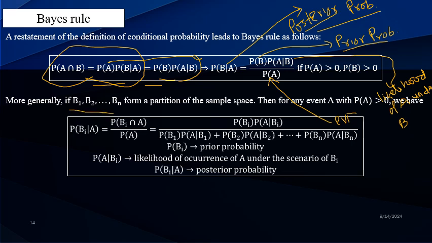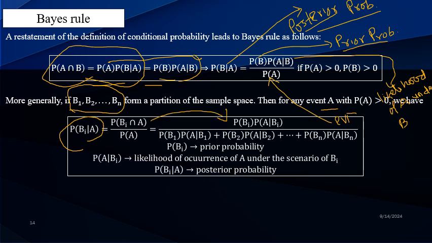So we come up with a partition of a sample space B1, B2 up to Bn. Based on that, we have an event A, or you can call it a conclusion or effect. So we are willing to compute probability of Bi given A. This is the updated probability of Bi, or posterior probability of Bi. How will you compute it? As per the definition of conditional probability, it will be probability of Bi intersection A divided by probability of A.